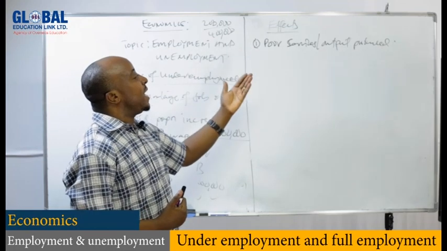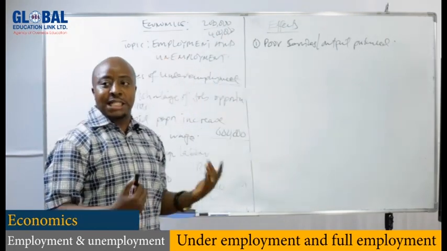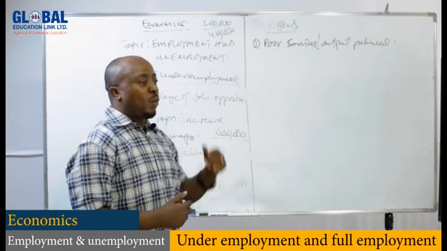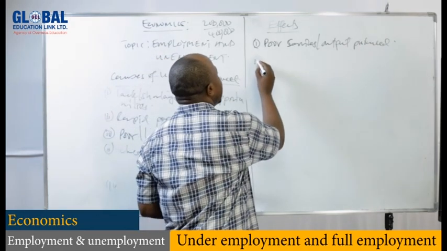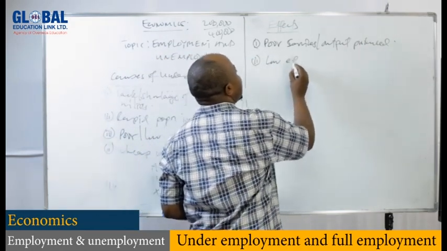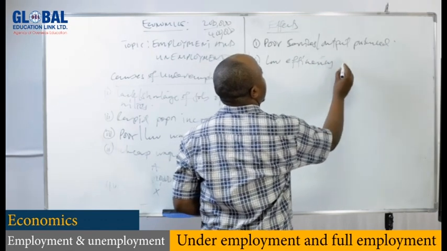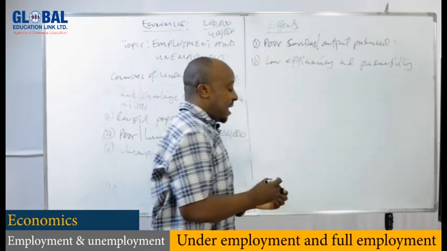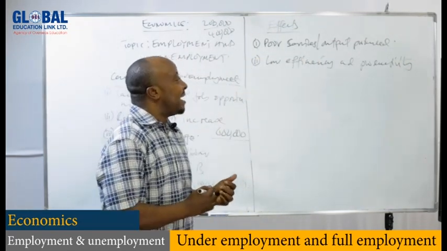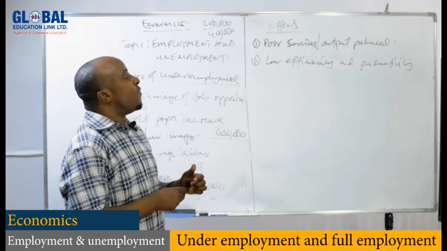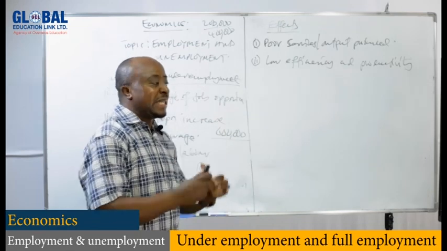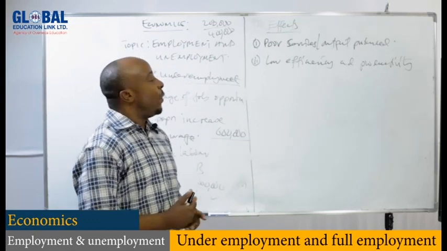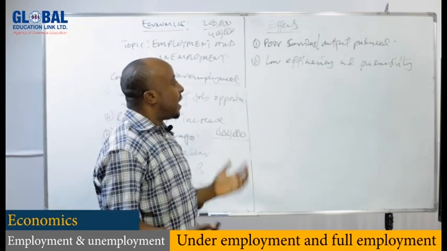Or as we said, someone who is doing a job which is not in line with the training, we expect the output produced or the service delivered to be of poor quality. Then the second one, it causes low efficiency and productivity. Economically, we know efficiency and productivity of a worker or labor. Remember, we said efficiency or productivity of labor is the ability of a labor to produce output of greater efficiency and greater quantity. That is productivity. Now, if a labor is underemployed, we expect low efficiency from him. We expect low productivity from her because of underemployment.